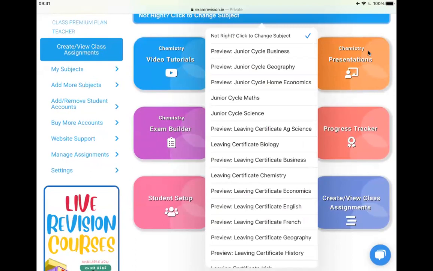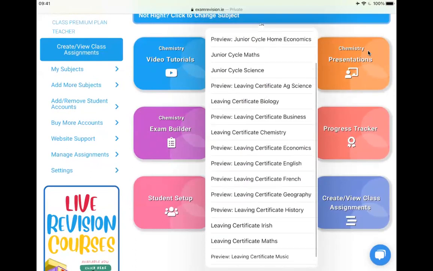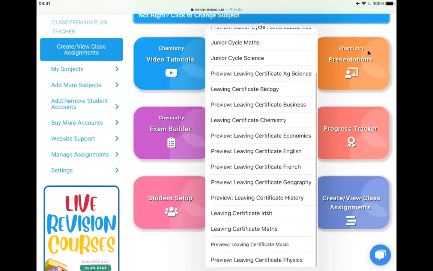You have junior cycle: business, geography, home economics, maths, science. For Leaving Cert, which you are more interested in, there's ag science, biology, business, chemistry, economics, English, French, geography, history, Irish, maths, music, and physics. But we're interested in the chemistry one today.